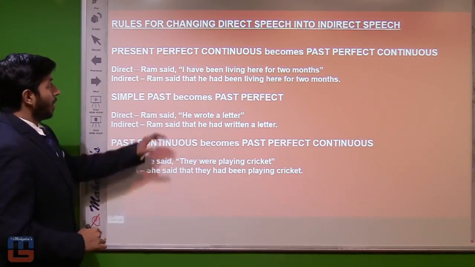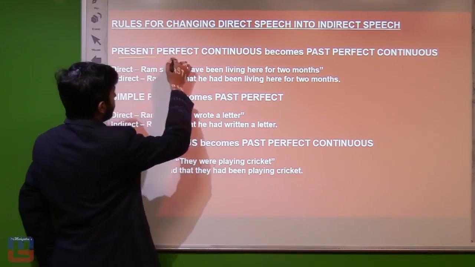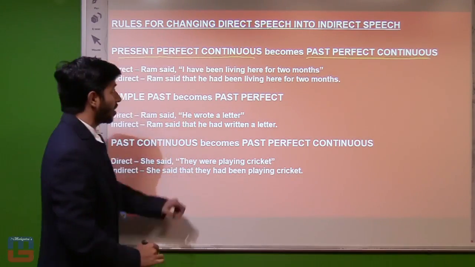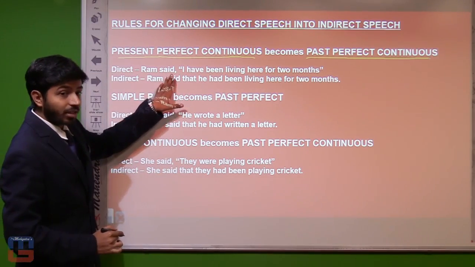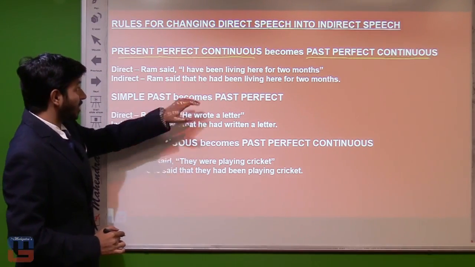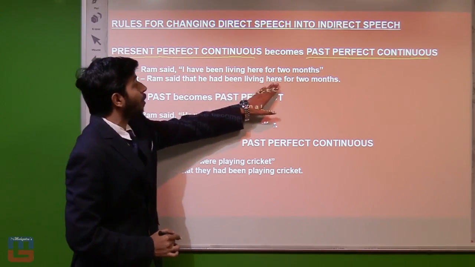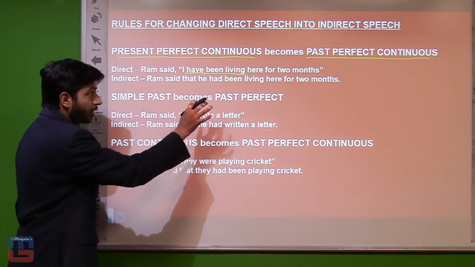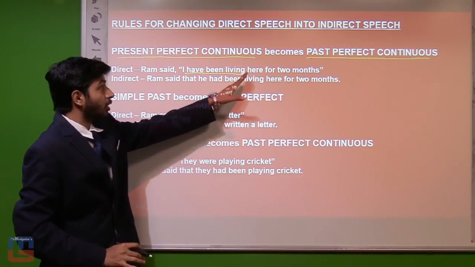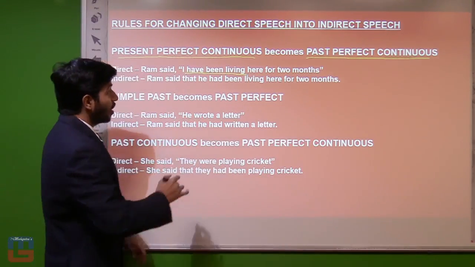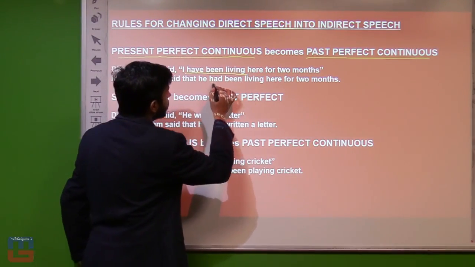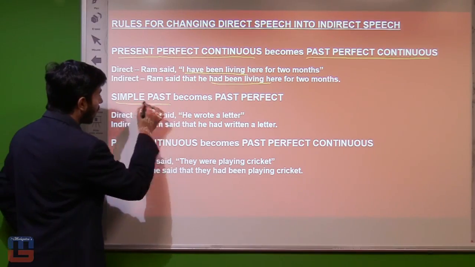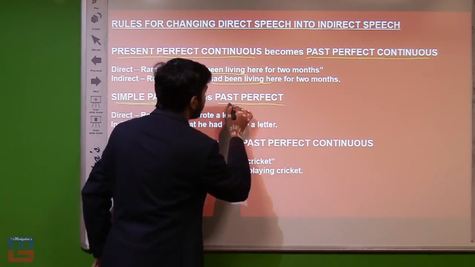Now next, present perfect continuous. Present perfect continuous becomes past perfect continuous. Because the reporting verb is in past, there are changes. You are watching the changes: "I have been living here for 2 months." Have been living is an example of present perfect continuous, and we have to change it into past perfect continuous. So have been living here changes to had been living here. This is an example. Now simple past becomes past perfect.